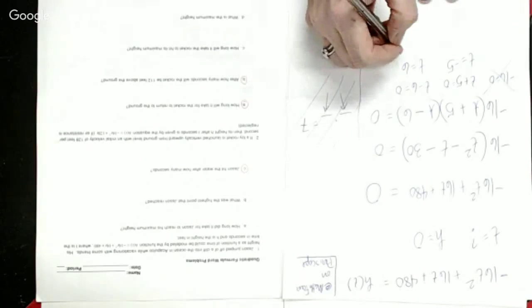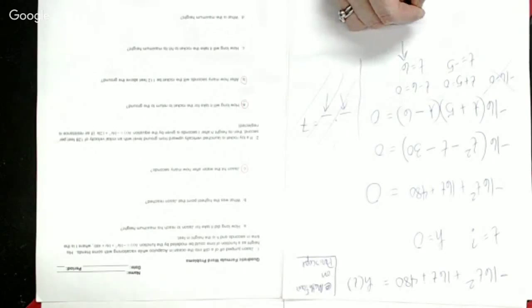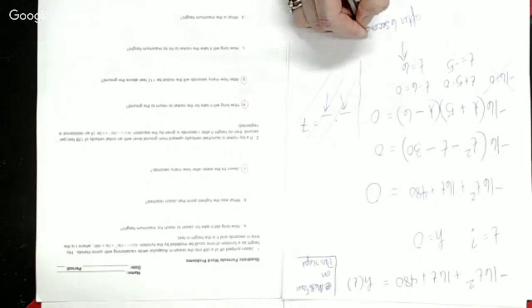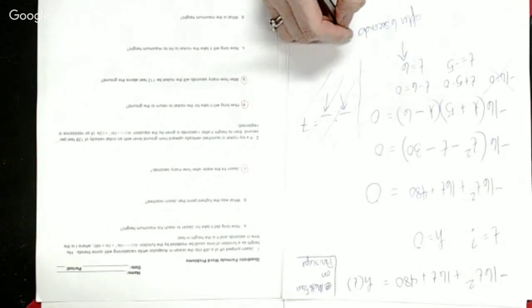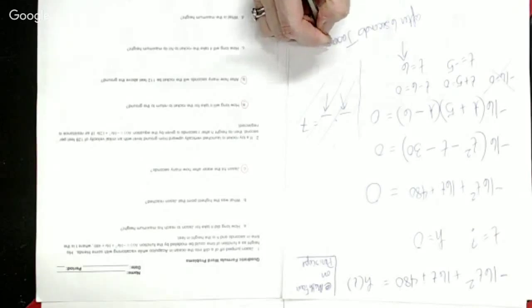Well, unless he's really cool and has a DeLorean, where's my DeLorean? He is not going to be hitting the water at negative 5 seconds. He's going to be hitting the water at 6 seconds. So after 6 seconds, and then we write it down. After 6 seconds, Jason hits the water.